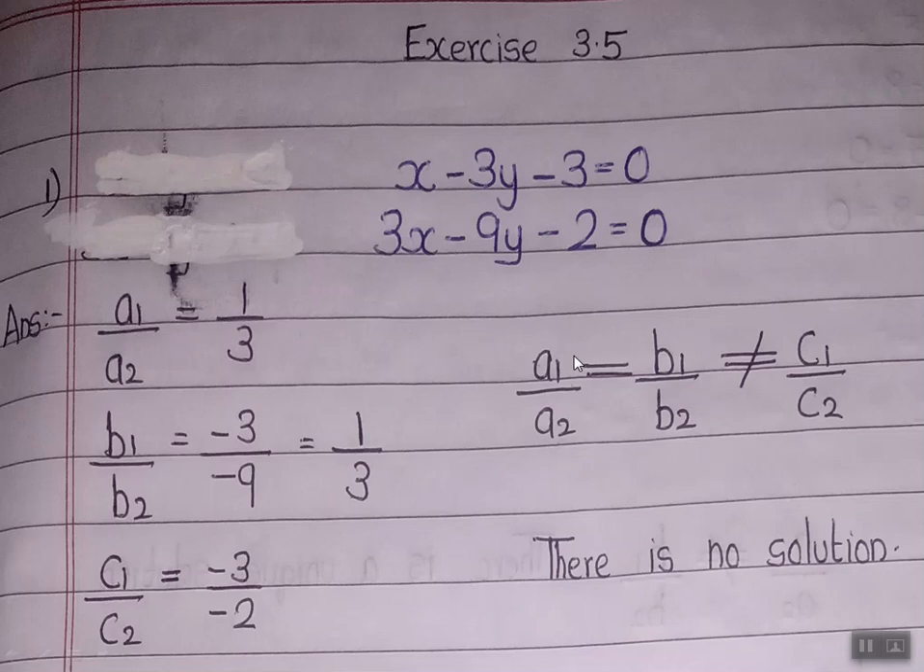So you found that a1 by a2 is equal to b1 by b2 is not equal to c1 by c2. Then what is the condition of the solution? This type of equations will not have a perfect solution. There is no solution. If there is no solution, should we find one? No. Next question.